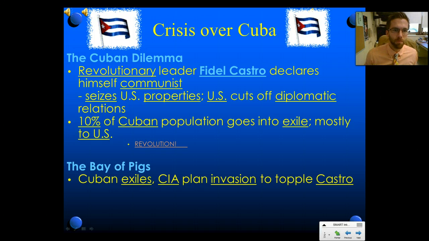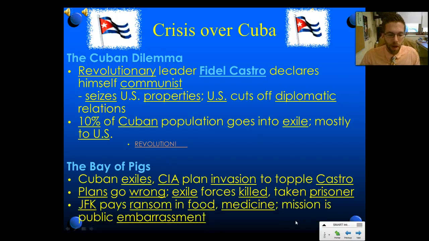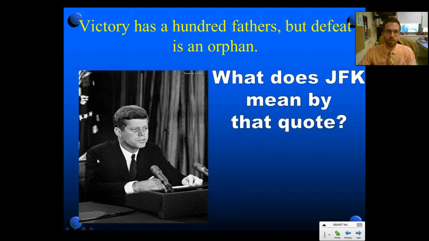Okay, so what happens is they go in, the plans go horribly wrong. Okay, a lot of these exiles that we trained are killed, made prisoner. They take them hostage. We have to pay off money and food and medicine, and we look like a complete failure. Okay, so this is this Bay of Pigs, and this is right away, a couple months after Kennedy becomes president.